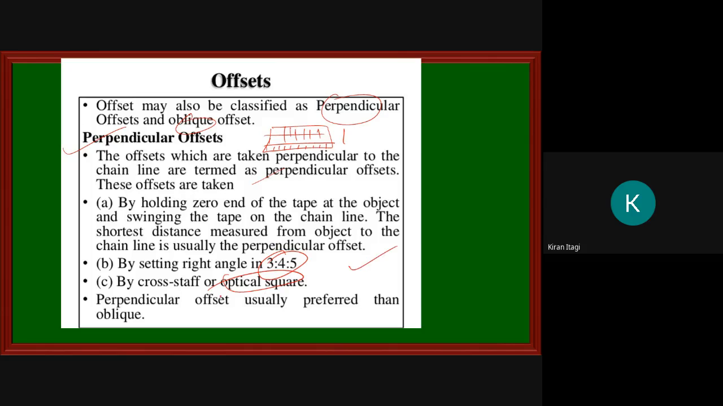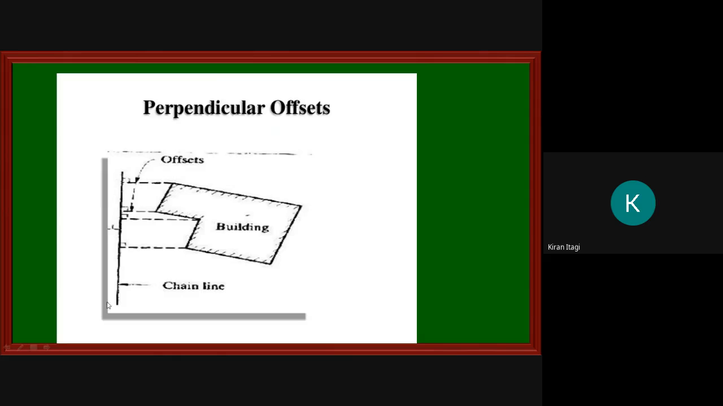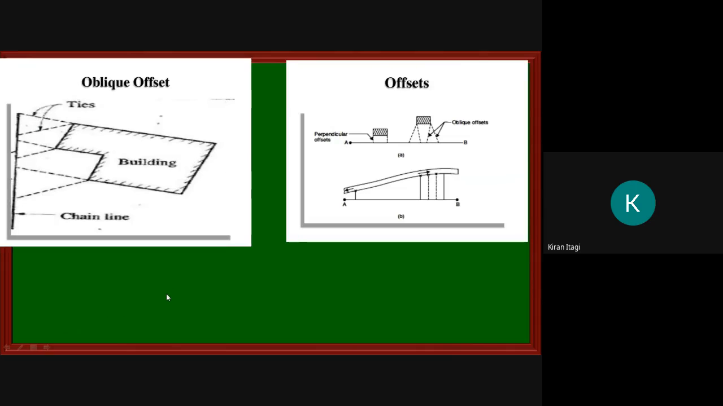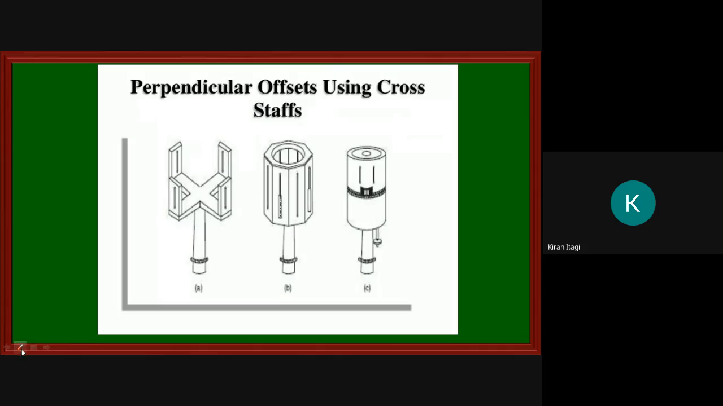I will explain. Perpendicular offset is usually preferred over the oblique offset. That I have said to you before. Perpendicular offset is most important. Then how to take offset? We have different methods, with the help of a chain, with the help of the cross staff or the optical square. So we have some instruments to take the perpendicular offset.